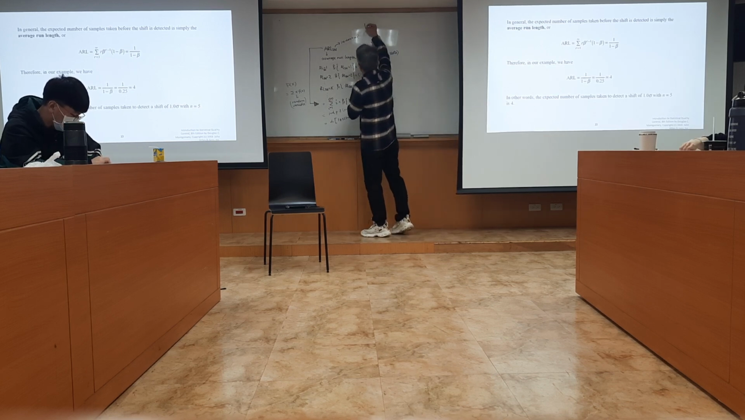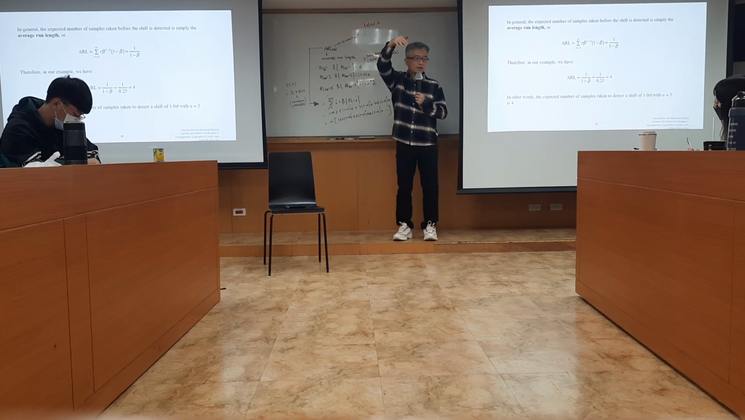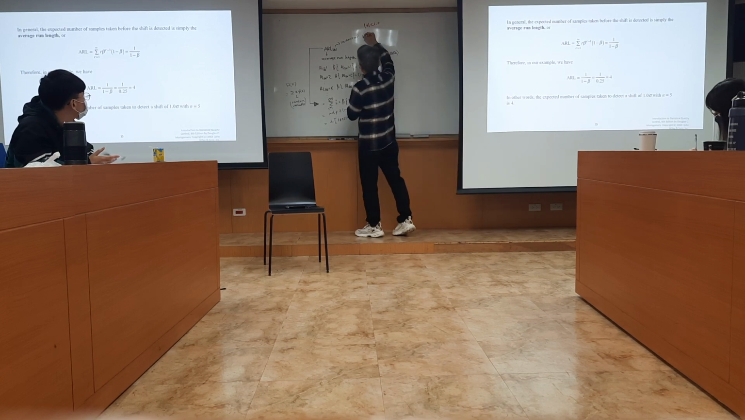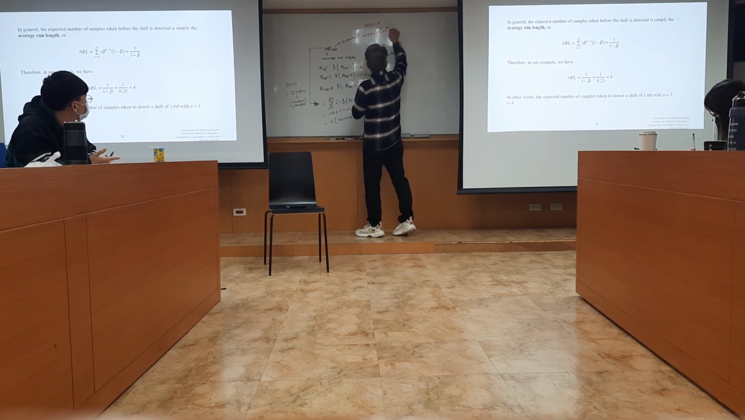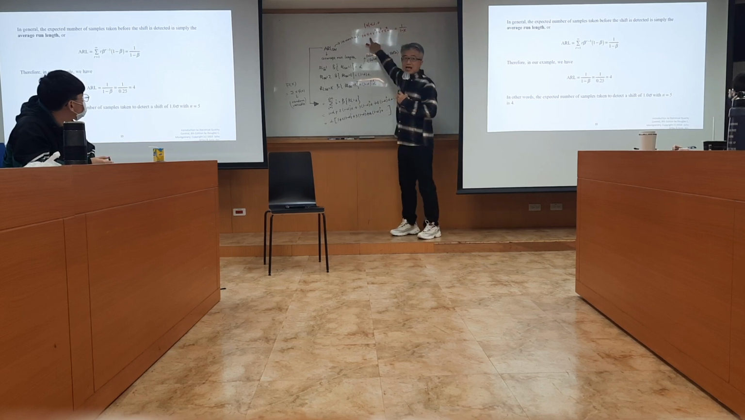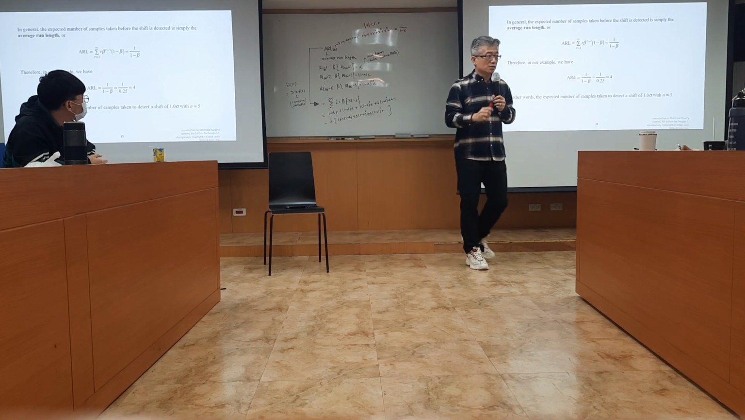Maclaurin series, as long as the actual value of x is less than 1.0. That means this value between 1.0 and minus 1.0 can be represented as an infinite series. So as long as x is within 1 and minus 1, the series converges.